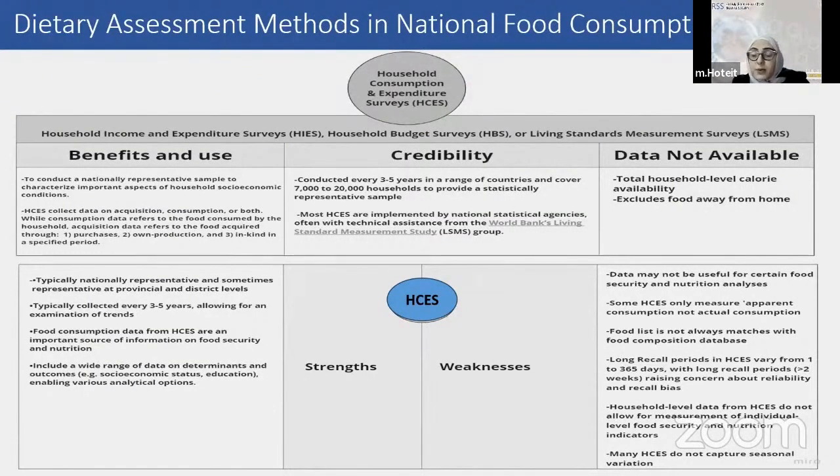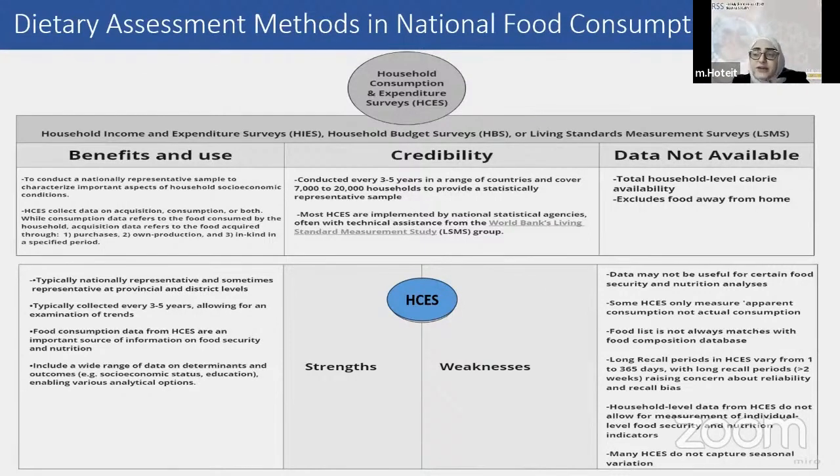But one of the major drawbacks is that the consumption modules are heterogeneous across countries, which means that not all these survey data lend themselves to the same food security and nutrition analysis. And comparison across countries can sometimes be inaccurate. And also, these surveys do not capture seasonal variation. And the length of the recall period ranges from 1 day to 365 days. It's a long recall period, where also data are collected for acquisition or consumption or both. Some of the information relates to food acquisition, purchases only, or own production. Or also whether or not information on food consumed away from home is collected.